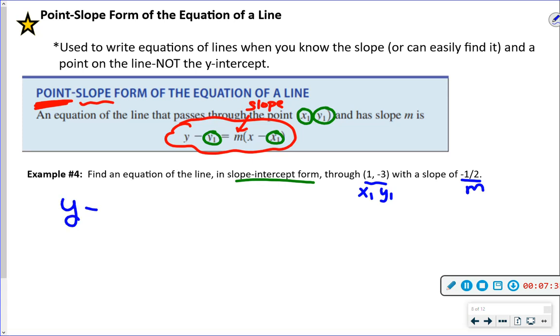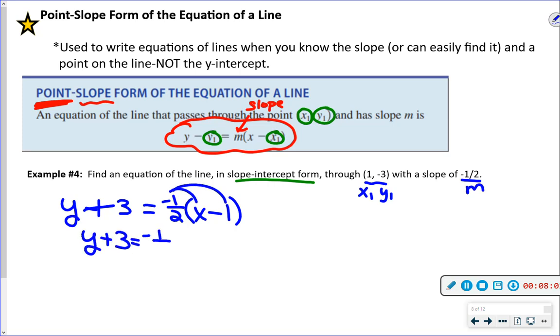y minus the y coordinate of the point, oh gosh, -3. So I'm going to make that a plus in a minute. Equals my slope, times x minus the x coordinate. Now, if my direction said write the equation in point-slope form, I'd be done. I wouldn't do anything else. I'd circle it and go on my way. It wants it in slope-intercept form. It wants it solved for y. So I'm going to distribute, do all that good stuff. Let's take -1/2 through. -1/2 times x. -1/2 times -1. Positive 1/2. You know I love a good fraction. And then last but not least, to get y alone, I'm going to subtract 3.